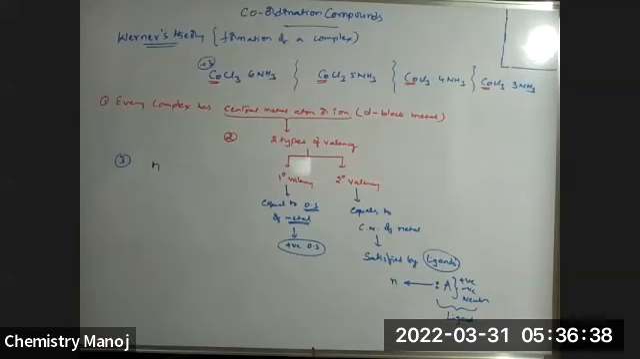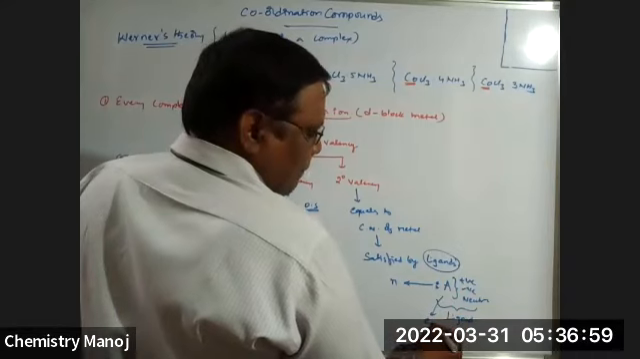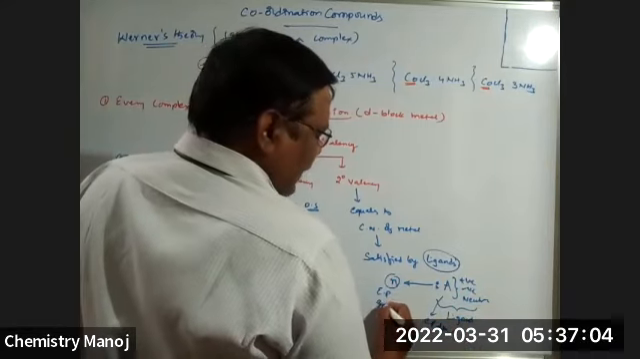Clear? Any species, whether it is positive, negative, or neutral, whatever it may be, if it has at least one lone pair that it can donate to a metal atom or metal ion, that species is called a ligand. Because here this ligand donates this lone pair to this one. This is the electron pair donor. This is the electron pair acceptor.